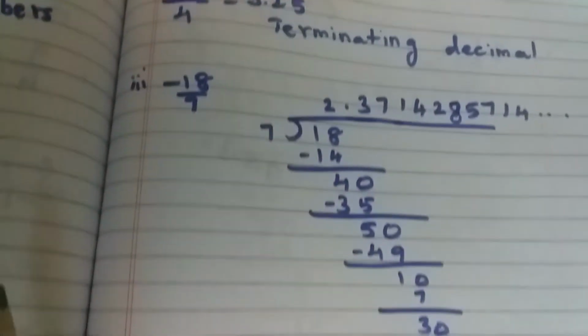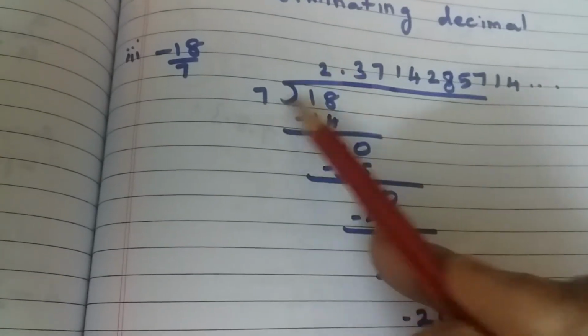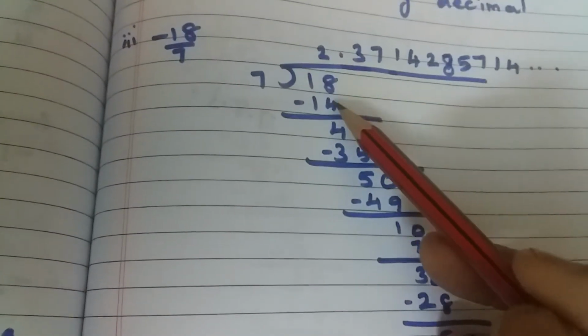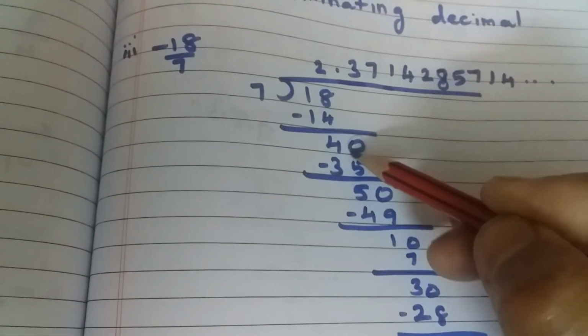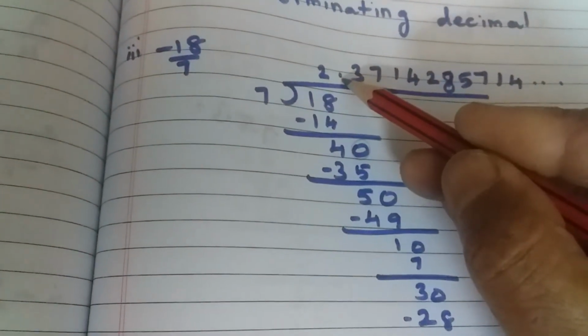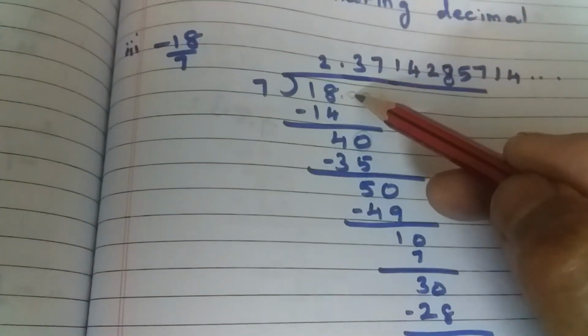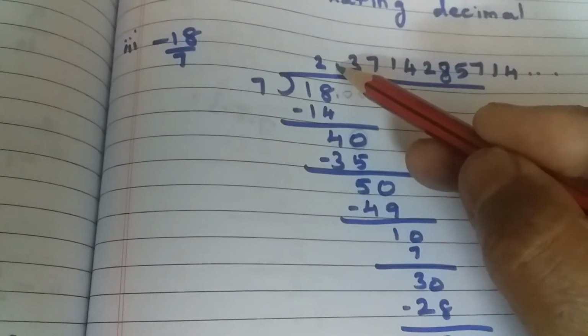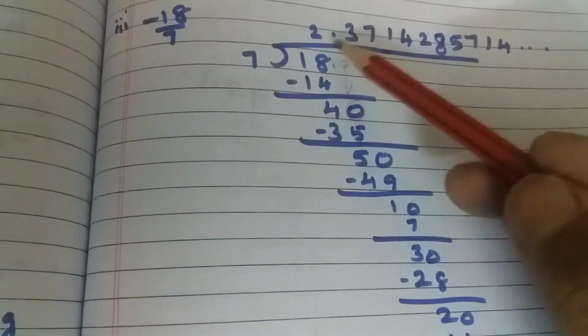Okay, next is minus 18 by 7. Check this. 18 inside, 7 outside. 2 7s are 14. Okay, 18 minus 14 is 4. There is no next number, so we put 0. When you put 0, what we should do? Keep a point. How is this point coming? It is like 18.000. So we bring down the first 0. When there is a point, keep the point in the quotient, then bring down the 0.